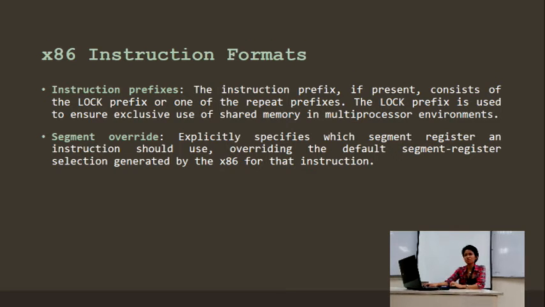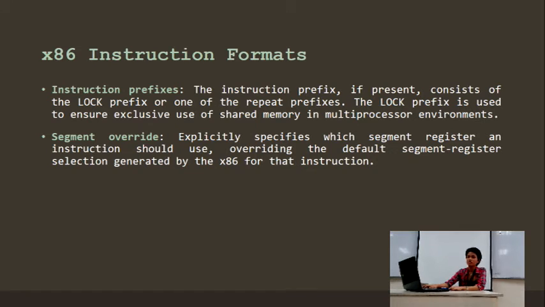There are 9 types of x86 instruction formats. They are the instruction prefixes, segment override, operand size, address size, opcode, ModRM, SIB, displacement, and immediate. The first one is the instruction prefixes. The instruction prefix, if present, consists of the LOCK prefix or one of the repeat prefixes. The LOCK prefix is used to ensure exclusive use of shared memory in multiprocessor environments.